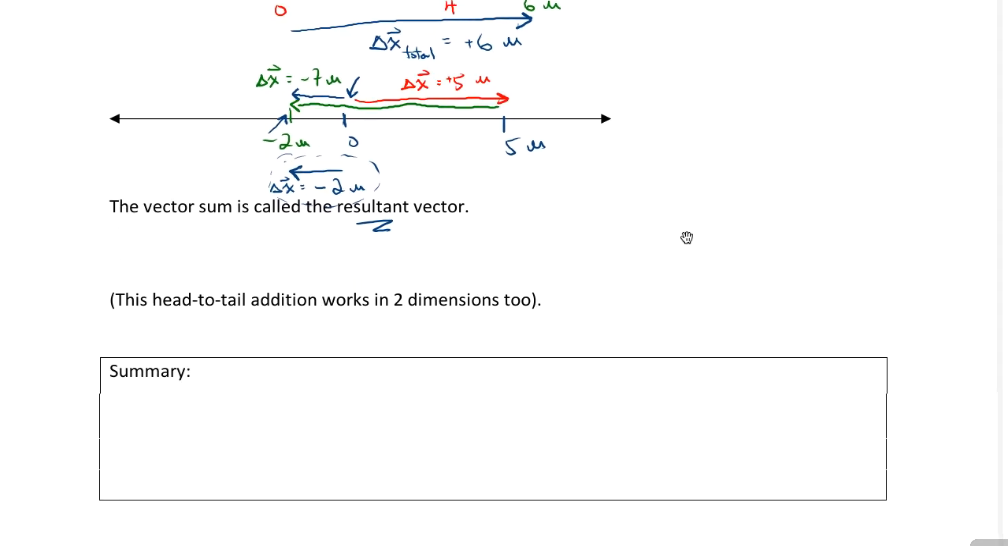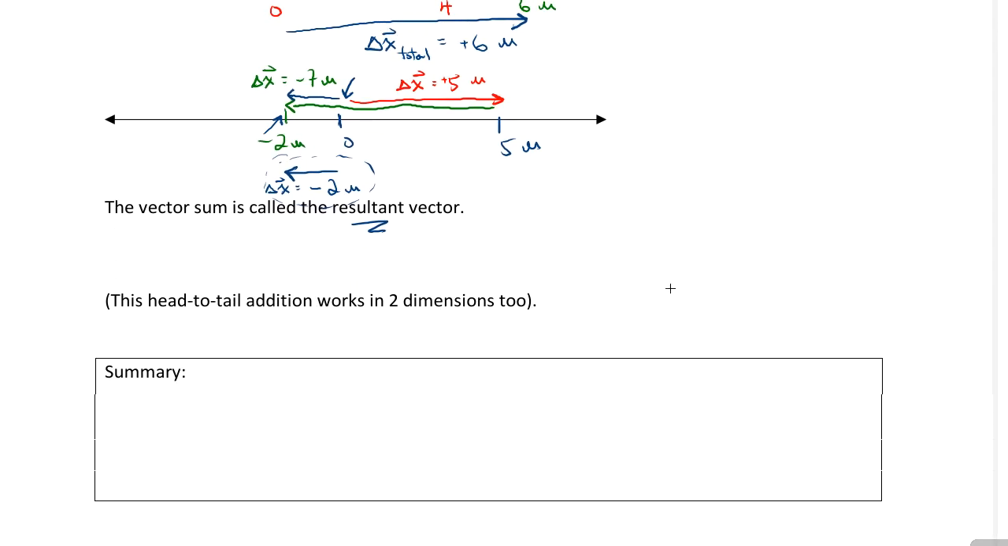Now, I've only shown you this so far in one dimension, but it also works in 2 dimensions. Let's say that's your first displacement and that's your second displacement. You walk this way, then you walk that way. Well, you could have just walked this shortcut along here, and so the red is the resultant of these 2 vectors. Again, we add them by joining them head to tail.